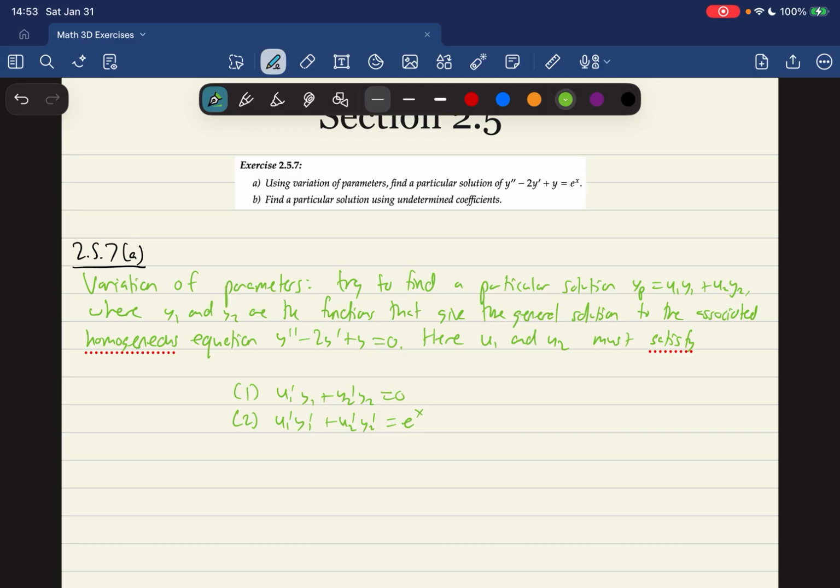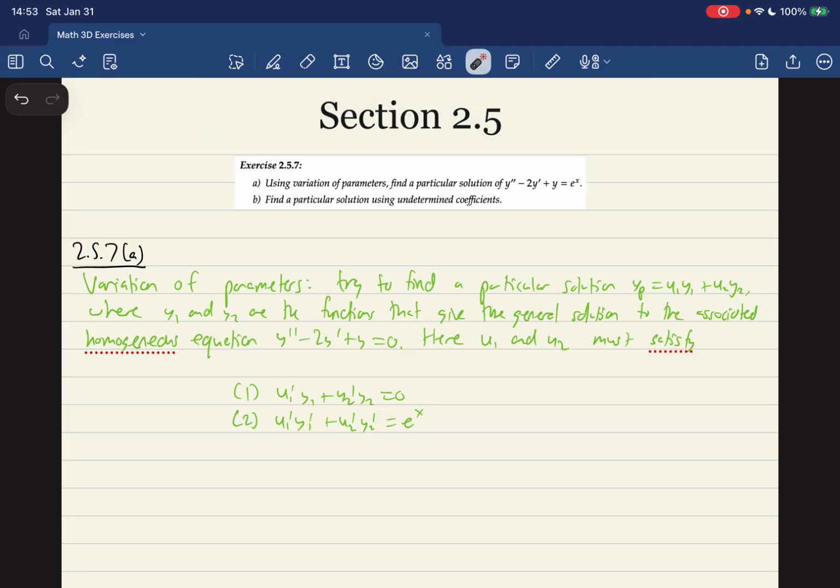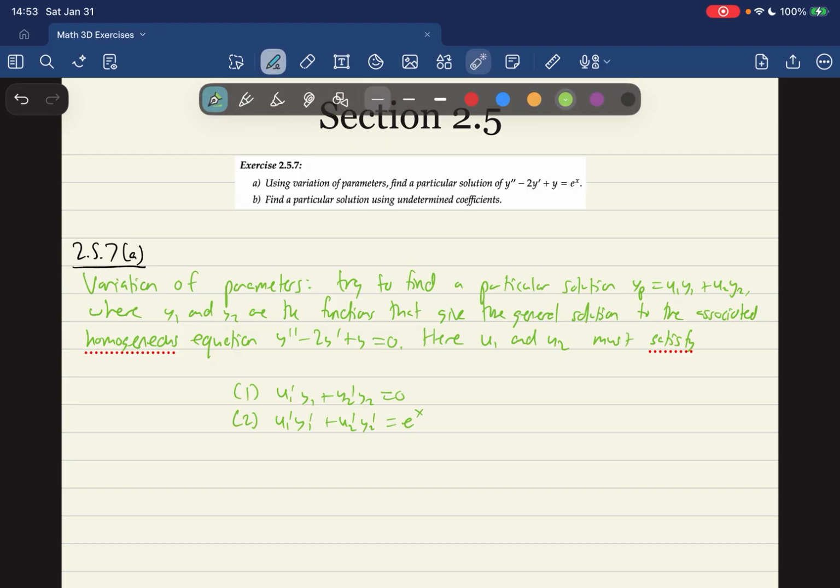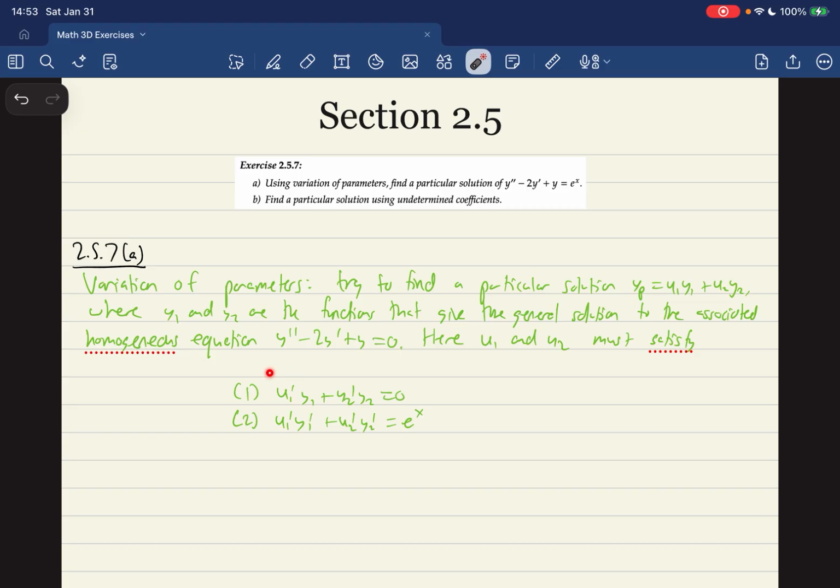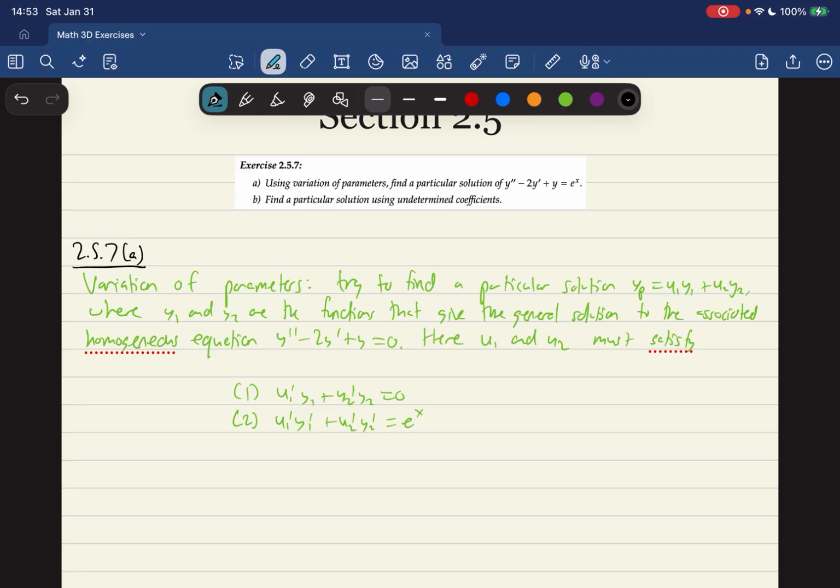And so, once we find y1 and y2, the functions that generate the general solution to the homogeneous equation, and we're able to find u1 and u2 from this system right here, we'll be able to find a particular solution in this form by just plugging in u1, y1, u2, and y2. So for our problem, to solve the system, we need to know what y1 and y2 are.